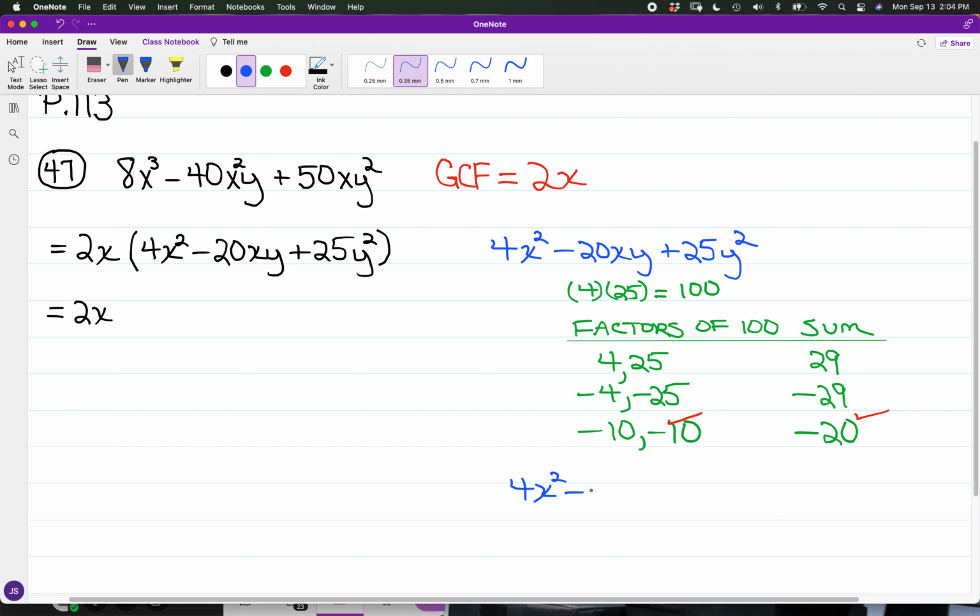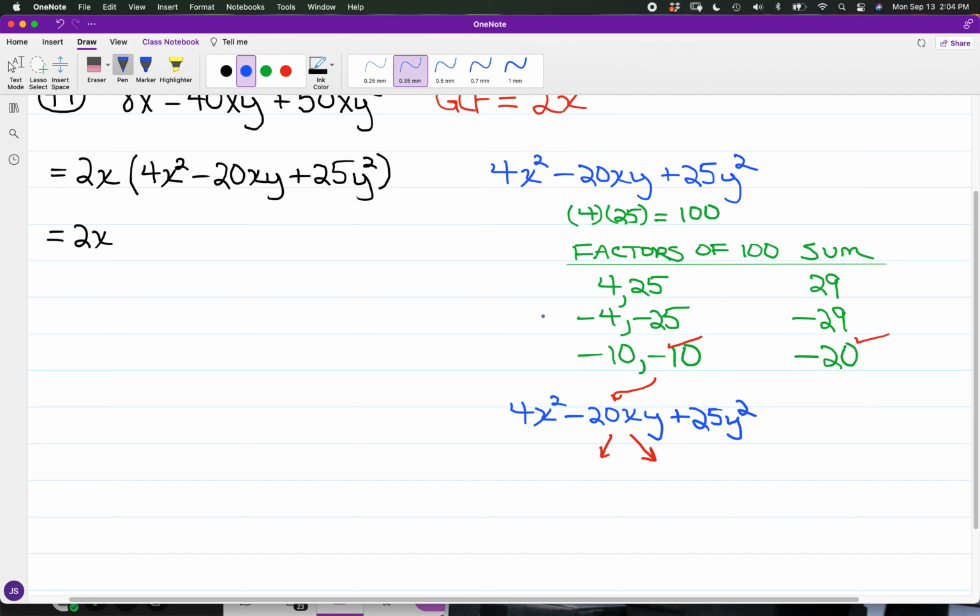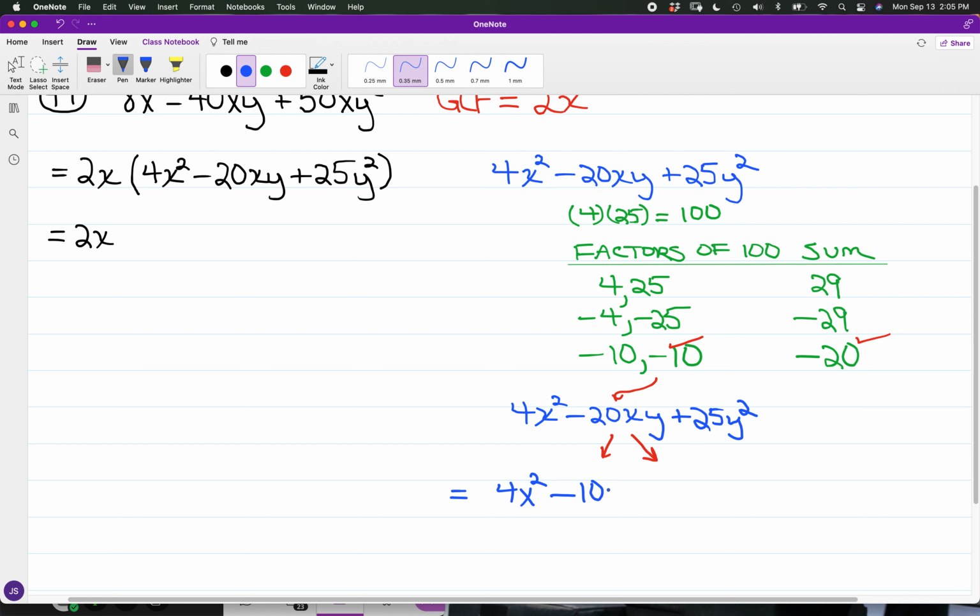So we have 4x squared minus 20xy plus 25y squared. Again, the negative 10 and the negative 10 will form xy terms upon splitting up the negative 20xy. So setting the stage, we have 4x squared, then back-to-back xy terms with a coefficient of negative 10, plus 25y squared.